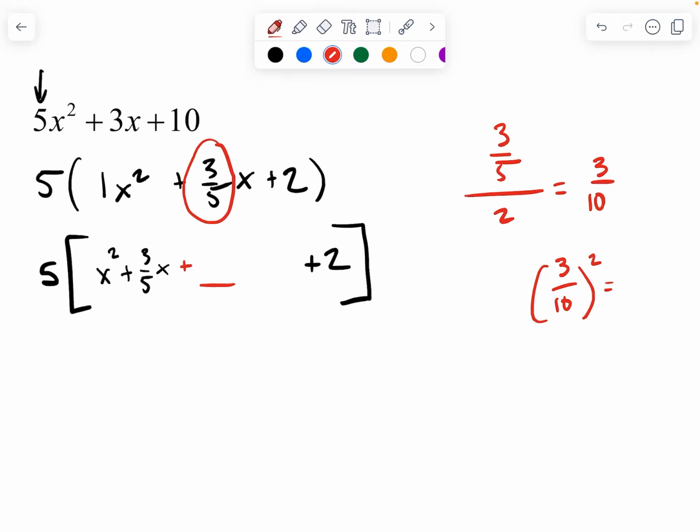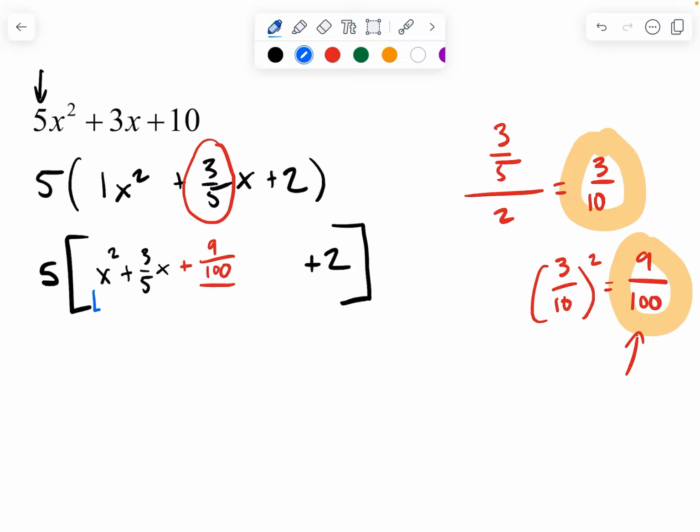Well, that's just 3/10 times itself, so 3 times 3 is 9, 10 times 10 is 100. All right, so these two numbers are what we need to complete the square. When you complete the square, you get a lot of really cool patterns, and the first pattern is our squared number here is the perfect square. It was a squared number, so the perfect square needed to complete the square.